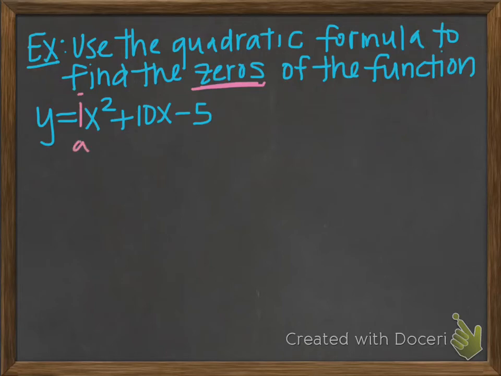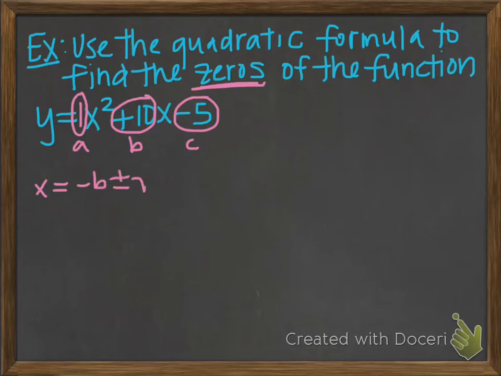So a equals 1. b is the number in front of x. That's going to be positive 10. And c is your constant at the end, which is a negative 5. Make sure you get those signs correct. Now we're going to write down the quadratic formula again. x equals negative b plus or minus square root of b squared minus 4 times a times c all over, don't forget, 2a.